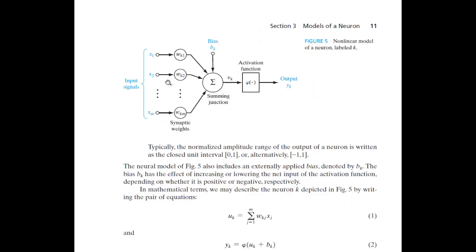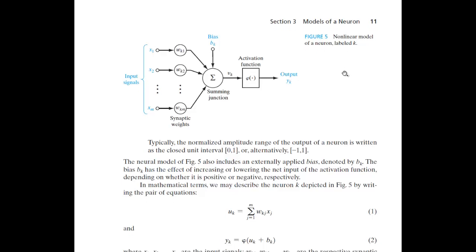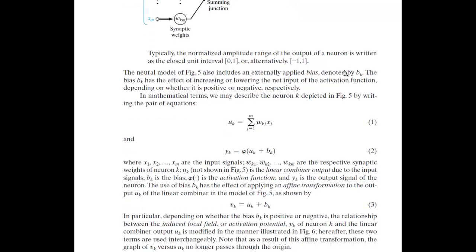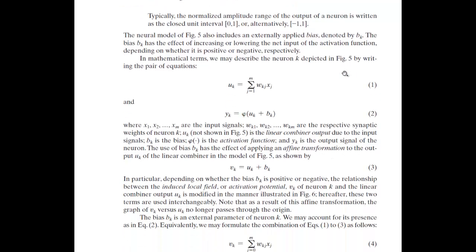So first we have the inputs, then the inputs are summed at the summing junction, then the activation function limits, or in layman's language it provides the required output, whatever output we need to give. So this is a non-linear model of the neuron which is labeled as k. Okay, so this is the mathematics related to the neuron model.